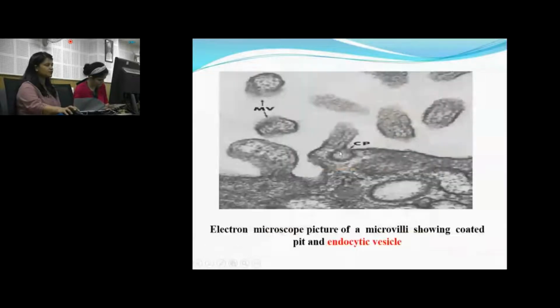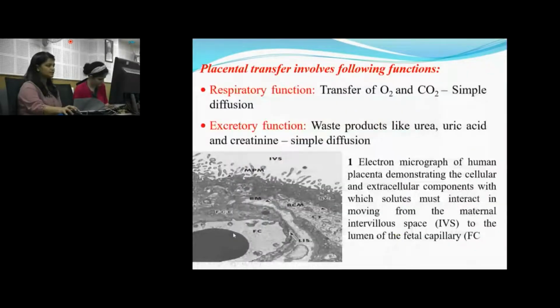Now this is an electron micrograph picture which shows the endocytosis. You can see here it is forming the coated pit. This will undergo endocytosis and now this is the endocytic vesicle being formed here. So this is the placental membrane again. Now what are the transfer functions involved in?